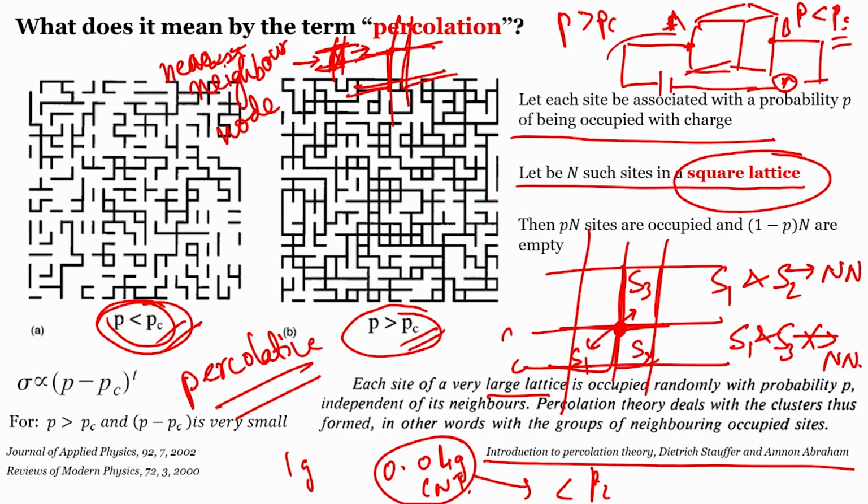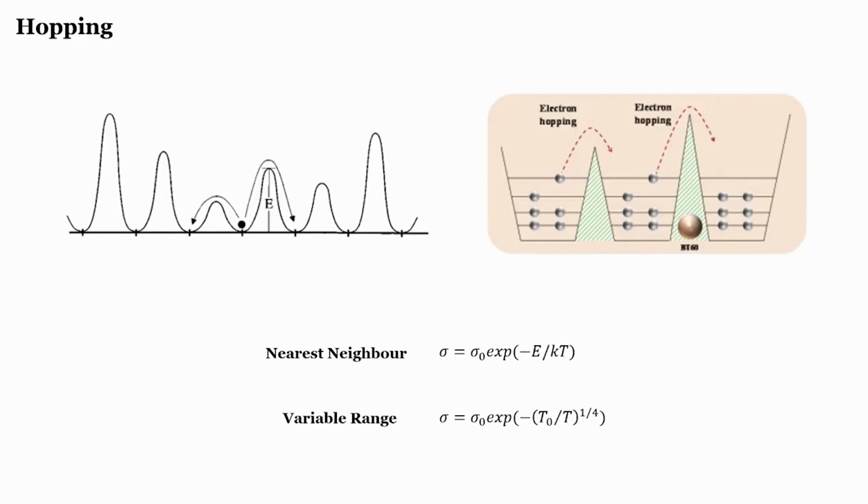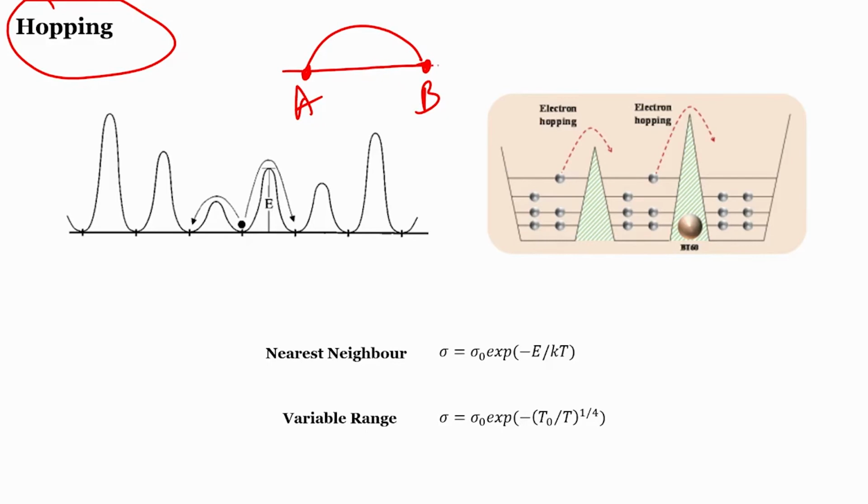Now we have seen how percolation happens at the level of conducting islands, which in this particular case was carbon nanotube to carbon nanotube. How transport happens, that we will now try to understand. The process by which such percolative transport occurs is called hopping. Hopping, in the literal sense, means jumping from one point to another. Let's say there is a point A and a point B. You hop, meaning you jump from point A to point B.